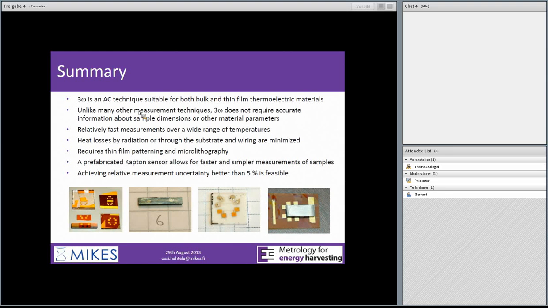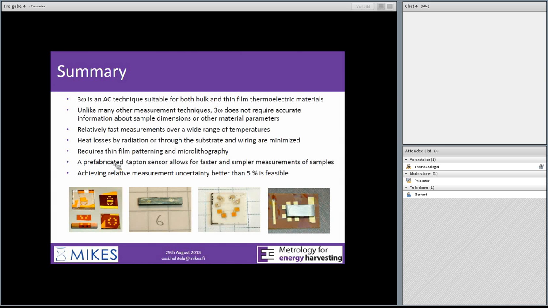The downside in this method is that it requires preparation of the sample, thin film sputtering and microlithography. But on the other hand, we can use these prefabricated Kapton sensors so that they are transferable. We can use several different samples with one sensor. It makes evaluation of new materials much easier, so that you don't have to deposit a heater strip on every new sample, but you can use the same transferable Kapton sensor instead.